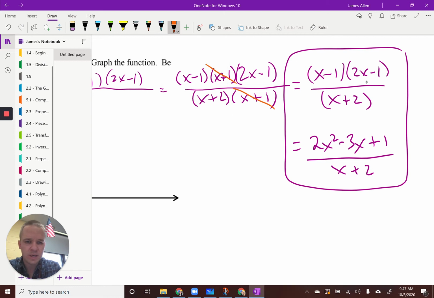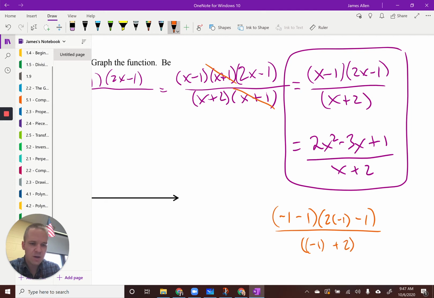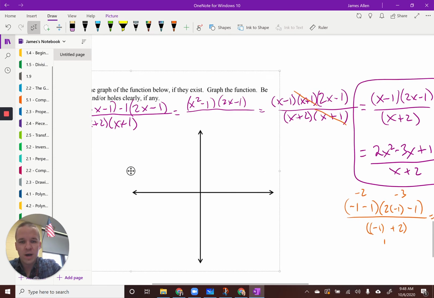I'll do that in orange since I canceled out in orange. So I'm going to have negative 1 minus 1, 2 times negative 1, and then minus 1 over negative 1 plus 2. If I evaluate that, that's going to be negative 2. This one right here is negative 2 minus 1, which is negative 3. And down here I have 1. So I have negative 2 times negative 3 is 6 over 1. So it looks like 6 would be my y coordinate.